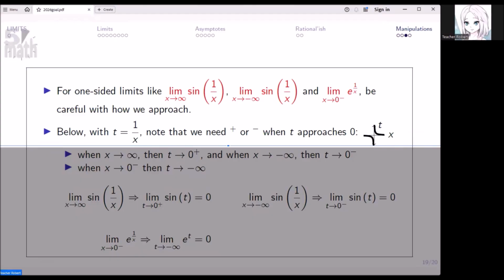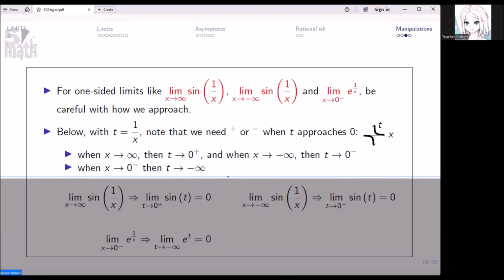Below, with t equals 1 over x, note that we need positives or negatives when t approaches 0. When x approaches infinity, then t approaches 0 from the positive, and when x approaches minus infinity, then t approaches 0 from the negative. When x approaches 0 from the negative, then t approaches minus infinity.